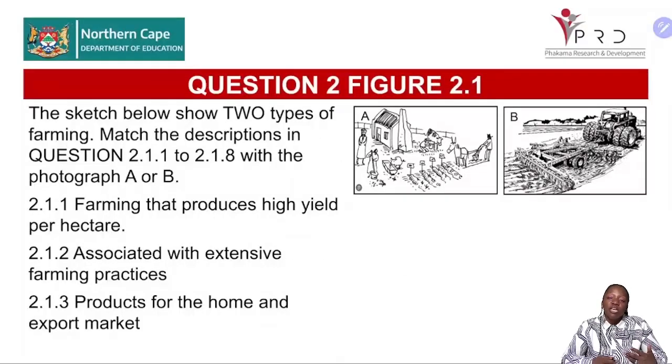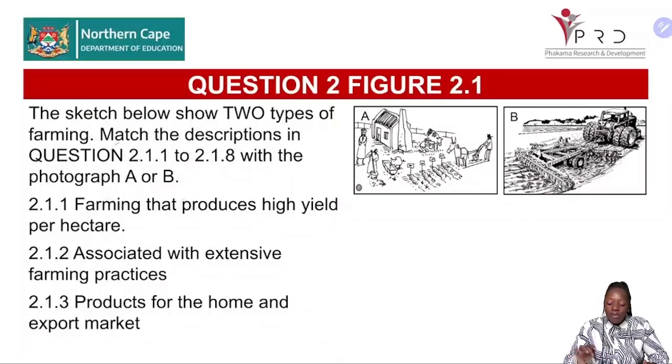Question 2 is the economic geography. So in our economic geography, we're going to start with the types of farming. The sketch below shows 2 types of farming. Remember, we said it is important that you read the instructions. So the instructions are telling us that it is showing 2 types of farming, as in photo A, as in photo B. So match the description in question 2.1.1 to 2.1.8 with the photograph A and B.